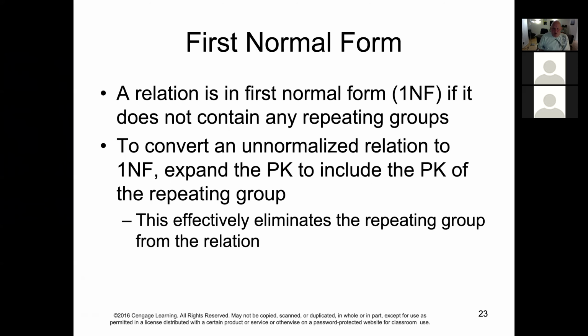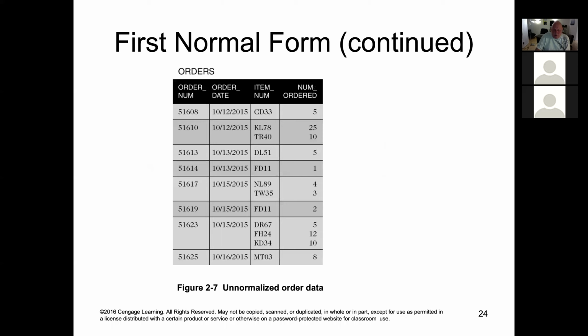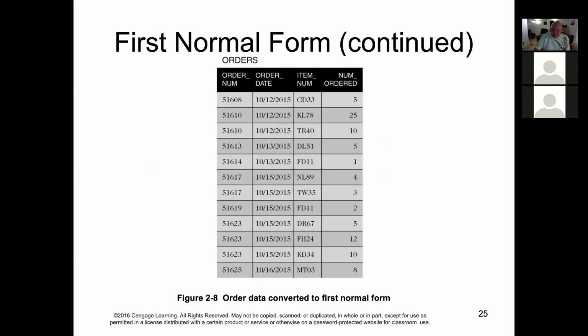So first normal form: a relation is in first normal form if it does not contain any repeating groups. This is an example of unnormalized order data, and this is the data that's been converted to first normal form.